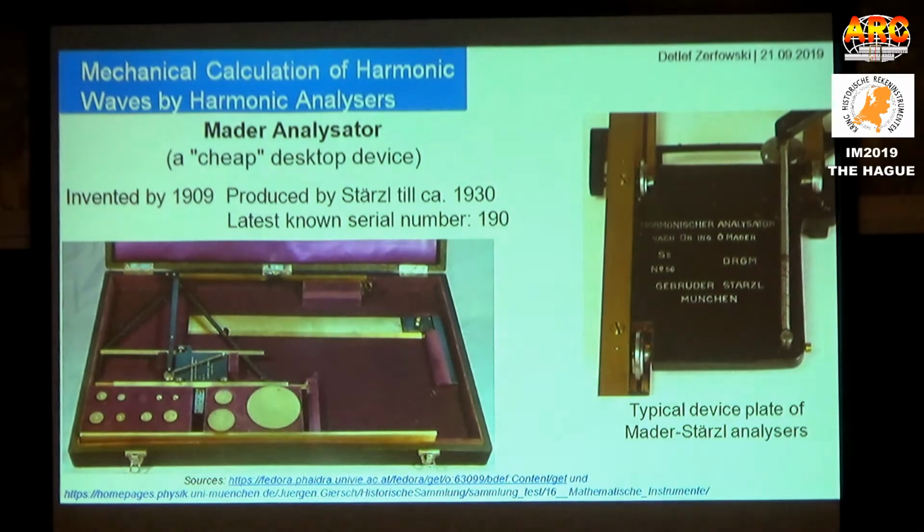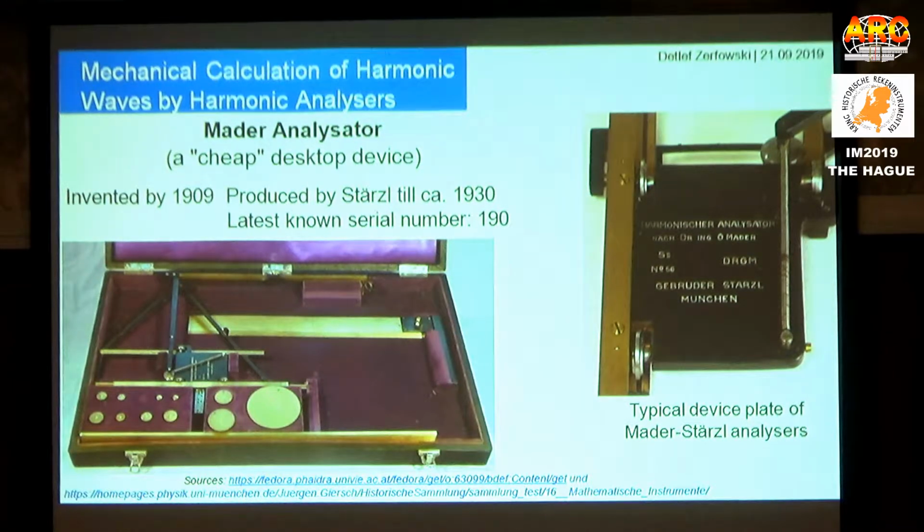Okay, this is, as I promised, not today's Pullman's harmonic analyzer, but I would say the first desktop analyzer of this type. That is the so-called Marder analyzer, and it was invented in the year 1909, and it was produced by the company Sterzel in Vienna, I think Vienna, at least in Austria. And we only know that 119 of these items have been built, not more, because that is the latest serial number known so far, and I have been in intensive contact with Professor Fischer, who is the person who knows about this.